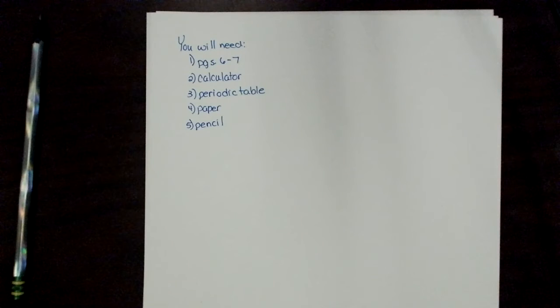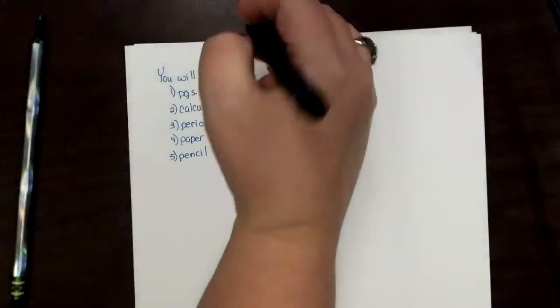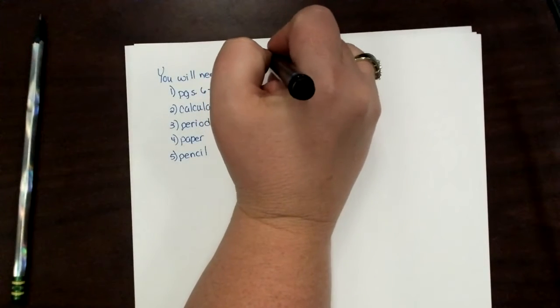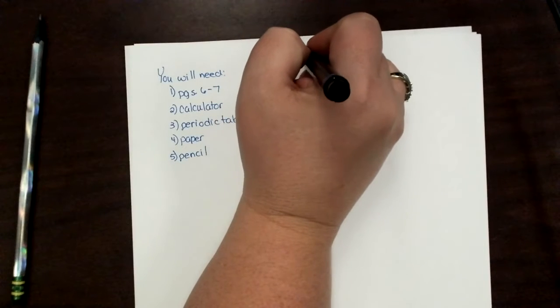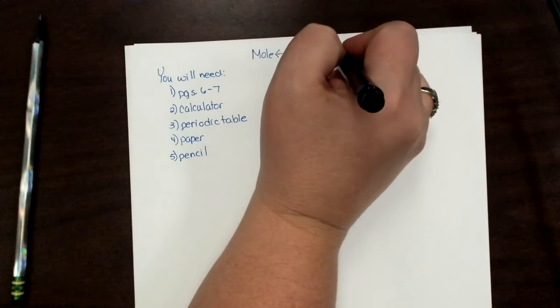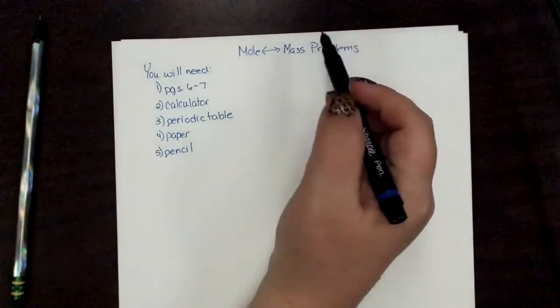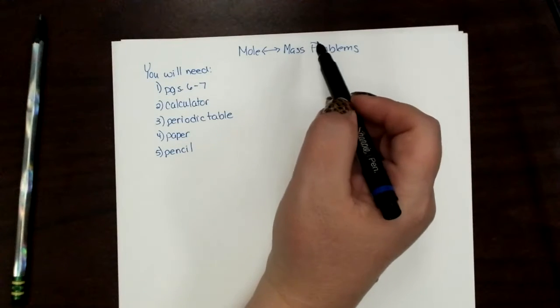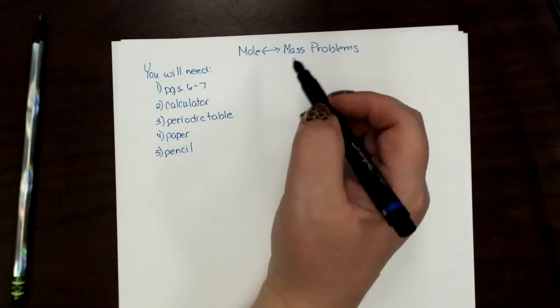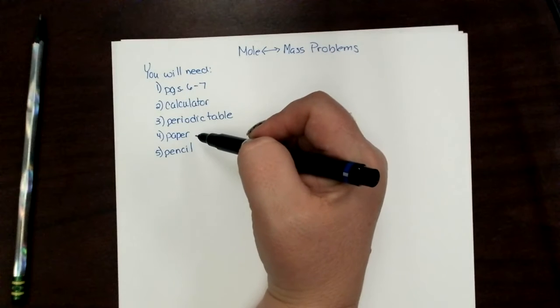Okay, folks, so today we are going to be doing mole mass problems. So we're continuing in stoichiometry, and we're going to be converting from moles to mass and mass to moles. Okay, so you're going to need 5 things.